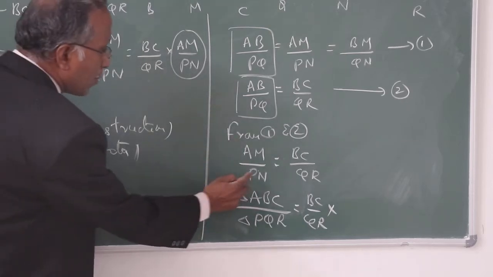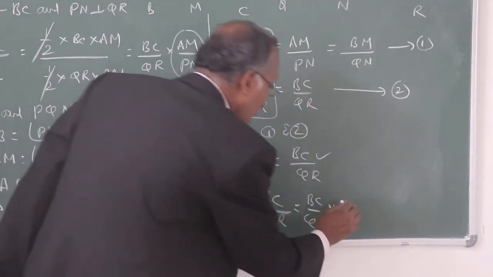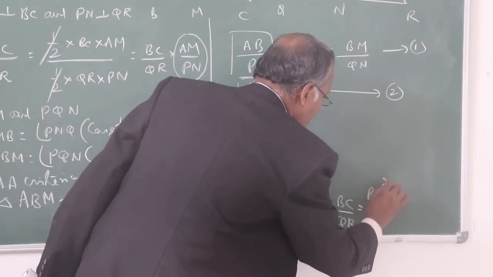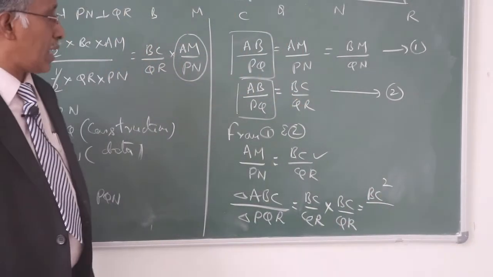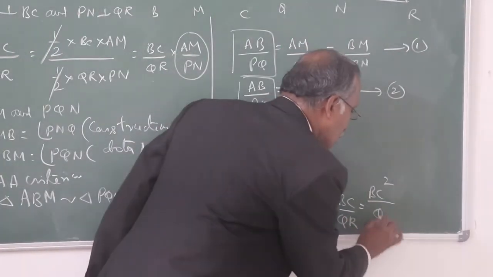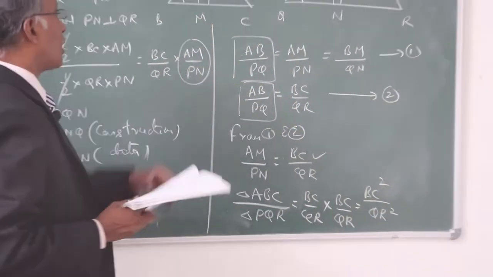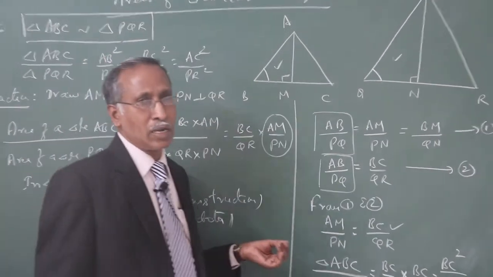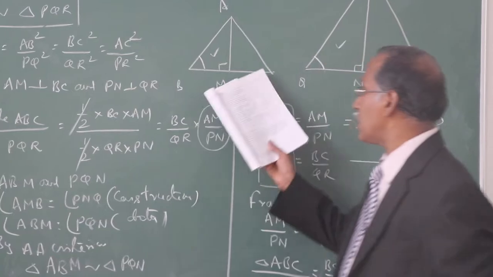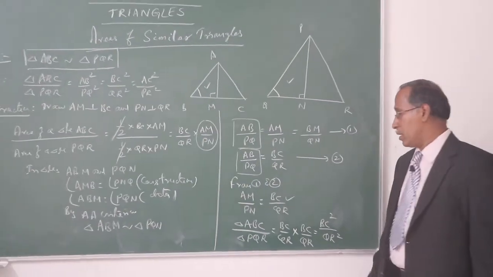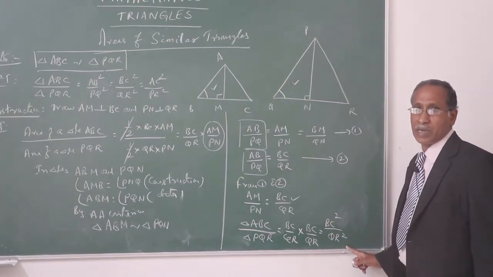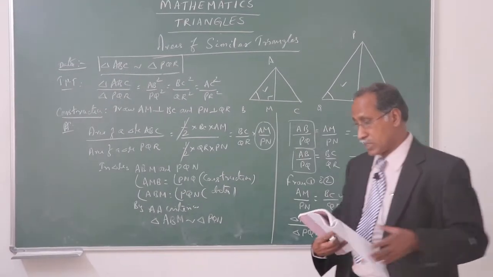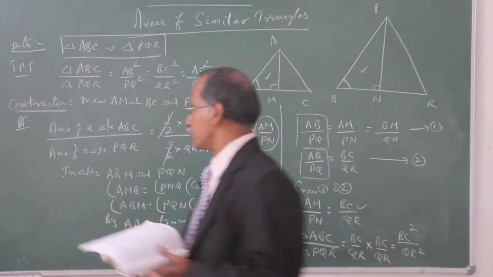We have got AM by PN as BC by QR, so we substitute BC by QR, which gives BC into BC, BC square, by QR into QR, QR square. You need not take all three pairs; any one pair of the corresponding sides you can prove. That means we have proved that the ratio of the areas of two similar triangles is equal to the ratio of the squares of the corresponding sides. That's the theorem. Based on this, we can work out some other sums from the next exercise.